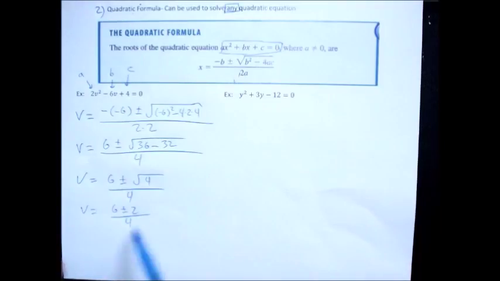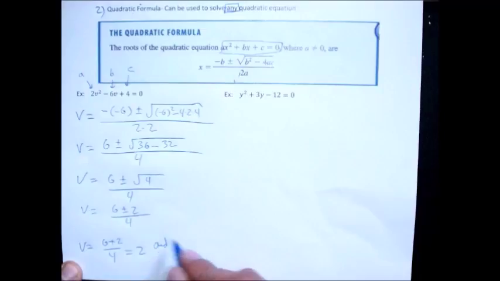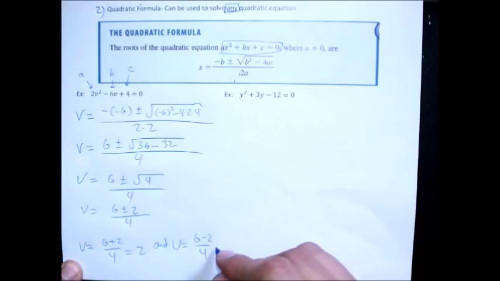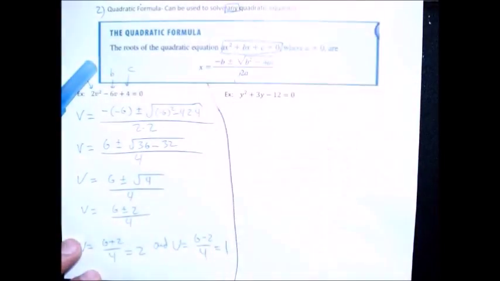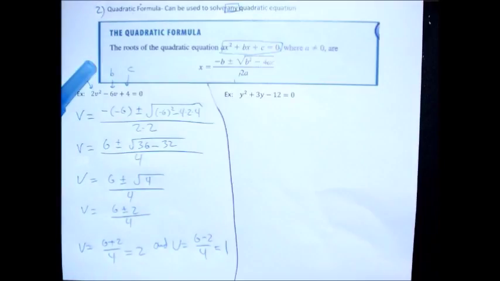Great. So we get two answers there, right? Because we got the plus or minus. So this means that x equals 6 plus 2 over 4. And so when we do 6 plus 2 over 4, we get 8 divided by 4, which is 2. And x equals 6 minus 2 over 4. And so that'll be 4 over 4, which will give us a 1. Questions about that one?